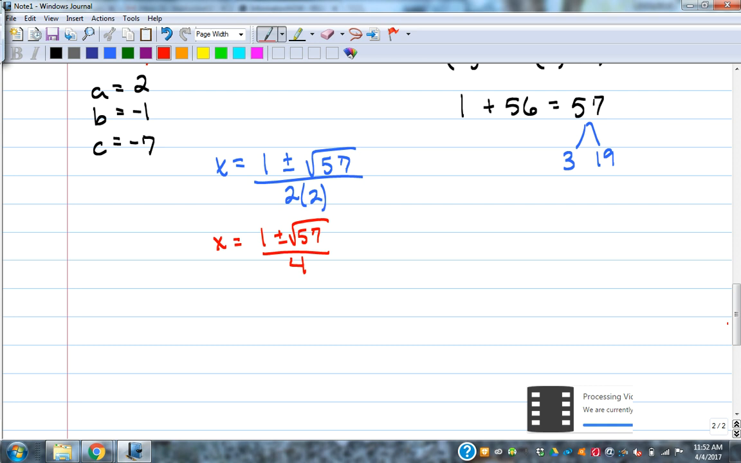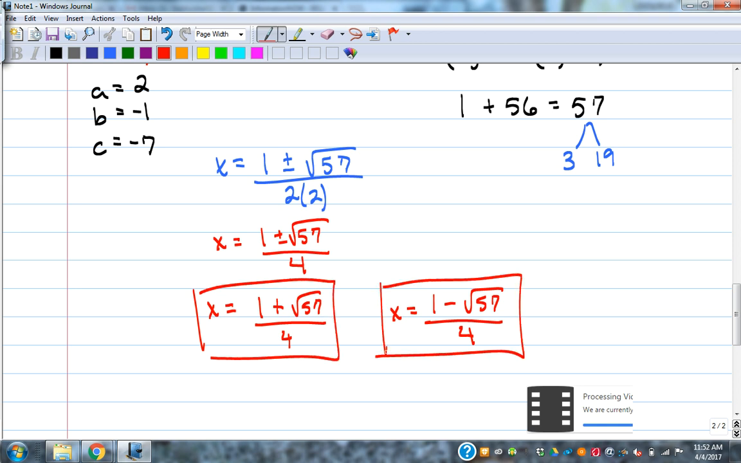We're going to split that into 2 answers. This doesn't break down any. It doesn't work out nice like the square root of 121 did. We tried to simplify it with a factor tree, 3 and 19, but 19 doesn't break down any further. We don't get any pairs to simplify that with. So we're just going to split that into 2 answers. 1 plus the square root of 57 over 4. 1 minus the square root of 57 over 4. And there's our 2 real solutions for this problem.